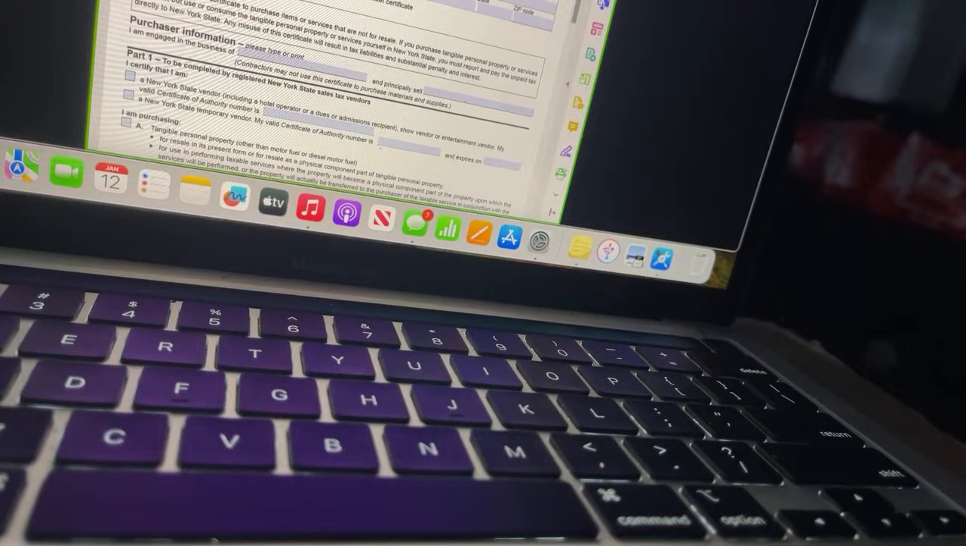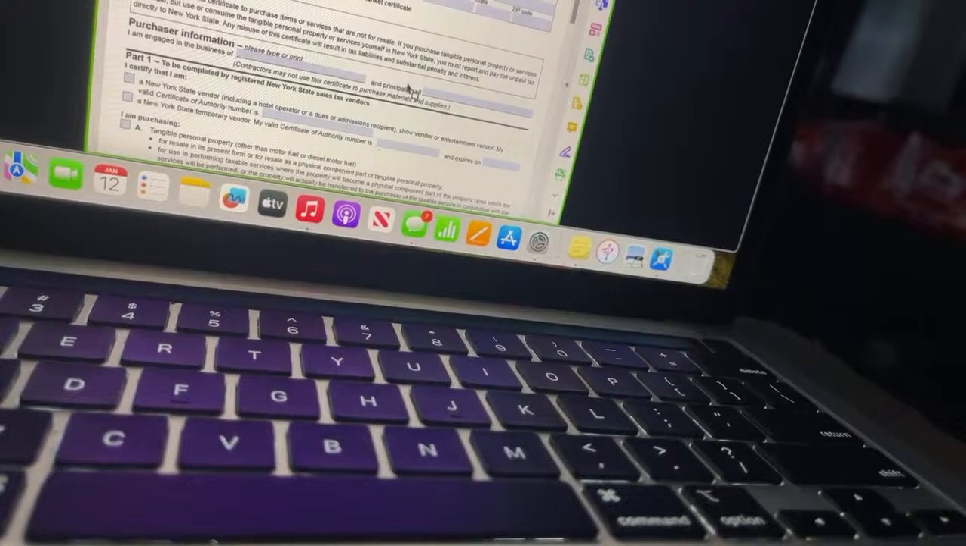This document is a little bit different than the ST120.1. But this one here will make you a regular customer at Home Depot or Lowe's, even Costco, BJ's. If you ever had a business account, they will ask you, is this for business or for personal? And if you say business, it's because you're going to be reselling the items. Home Depot will do the same.